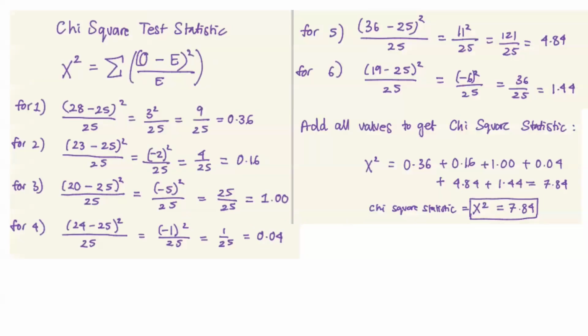Now we will calculate our chi-square test. We're going to start with 1: take 28 minus 25, squared, divided by 25. So we're taking observed, minus expected, squaring that, and dividing by the expected. We calculate that and get 0.36. We're going to repeat this math for observed outcome 2, outcome 3, outcome 4, outcome 5, and outcome 6. Afterwards, we'll sum all of this and get our chi-square statistic of 7.84.